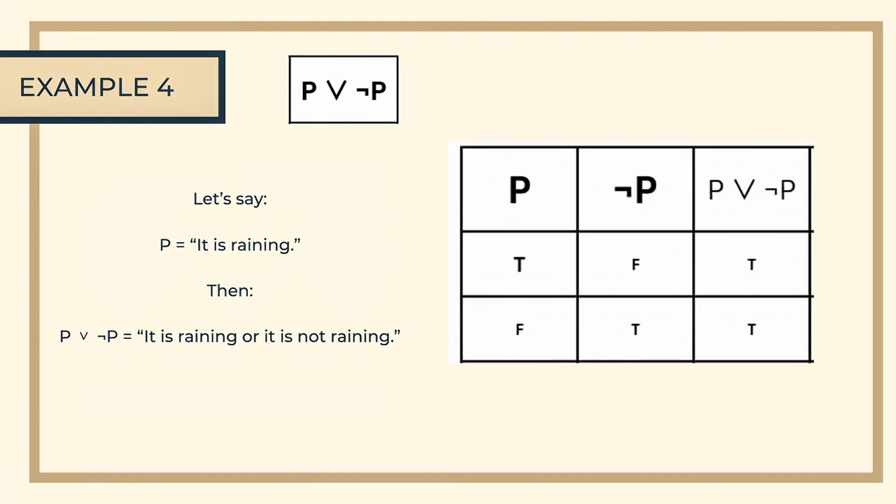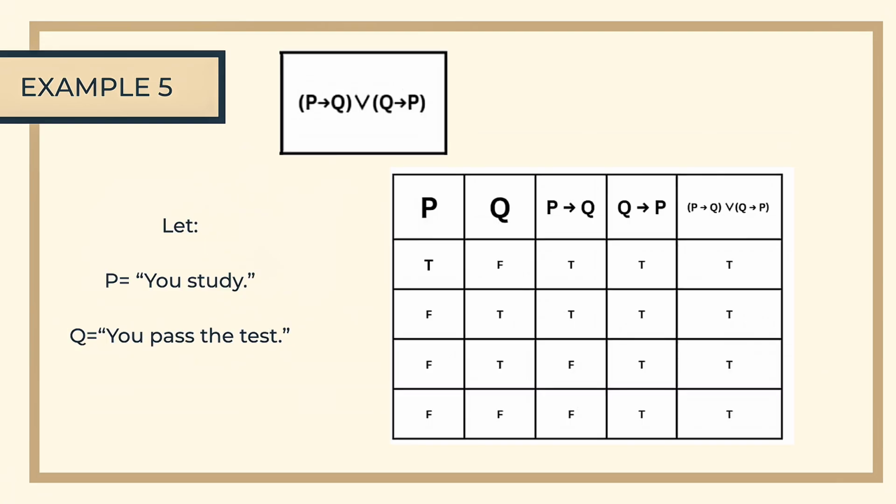No matter what value P has, either P or not P will always be true, which makes it an example of tautology. Example 5. If P implies Q, it means if P is true, then Q must be true. Then, if Q implies P, it means if Q is true, then P must be true.